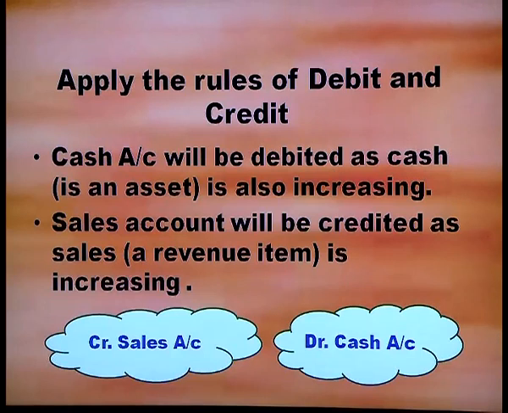Cash account will be debited as cash is an asset and it is increasing. Cash is coming inside the business, it is increasing. Sales account will be credited as sales is increasing or revenue is increasing. Rule for asset account: when an asset is increasing, it is debited. So, cash account is debited. Rule for revenue account: when revenue is increasing, it is credited. So, sales account is credited.